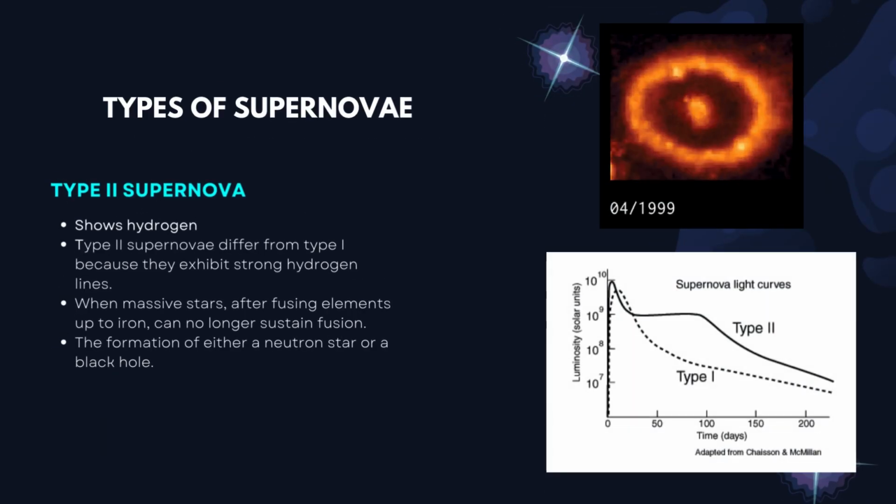Type II supernovae are distinguished from Type I supernovae by the presence of strong hydrogen lines in their spectra. These supernovae occur when massive stars, after fusing elements up to iron, can no longer sustain fusion in their cores. This leads to the gravitational collapse of the star's core, followed by a violent explosion. The aftermath of a Type II supernova can result in the formation of either a neutron star or a black hole, depending on the remaining mass of the core.